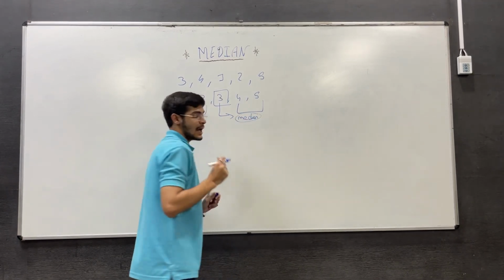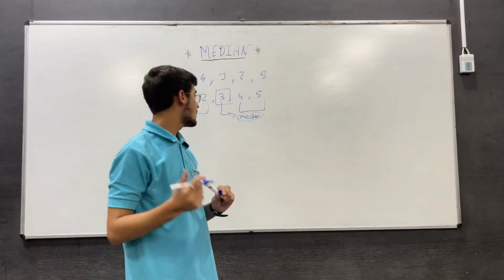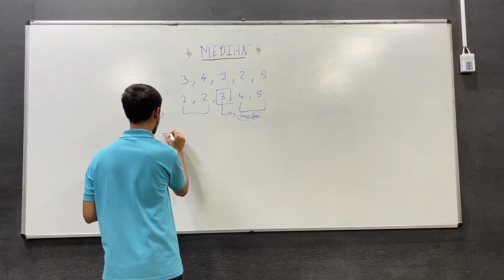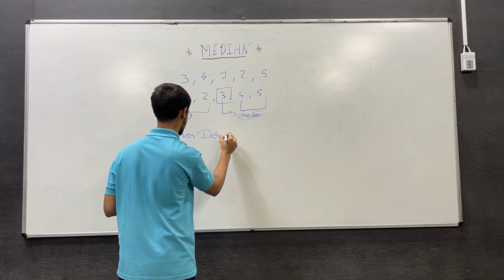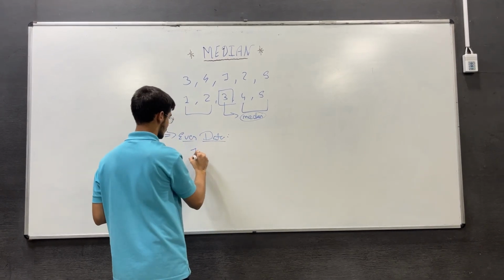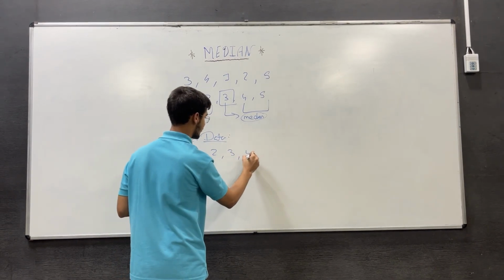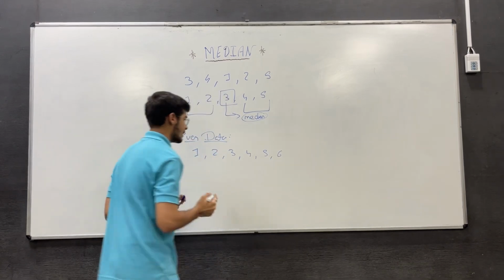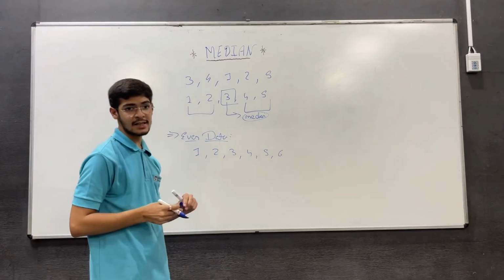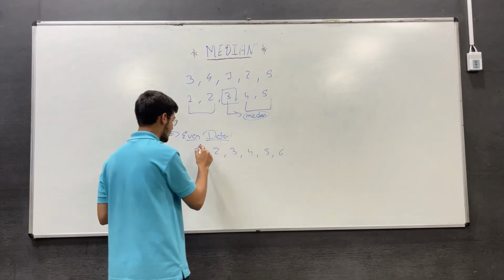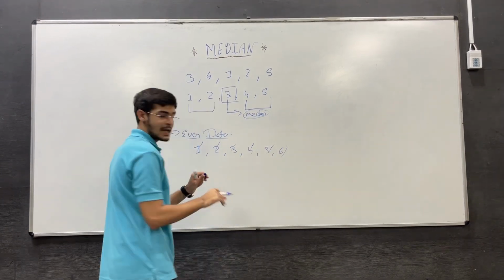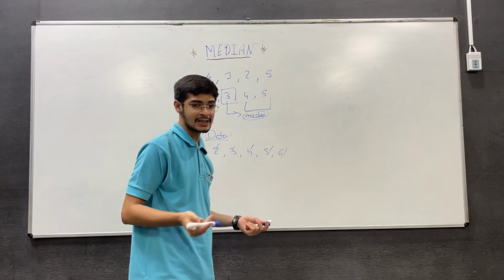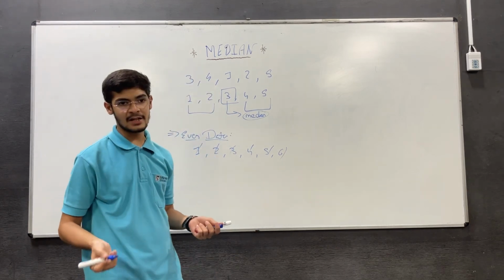But what if an even data set is given, such as 1, 2, 3, 4, 5 and 6? In this we cannot take the middle part. If you cut one from here, one from here, one from here and so on, everything will be cut and nothing will be spared. So how do we get the median in this data?